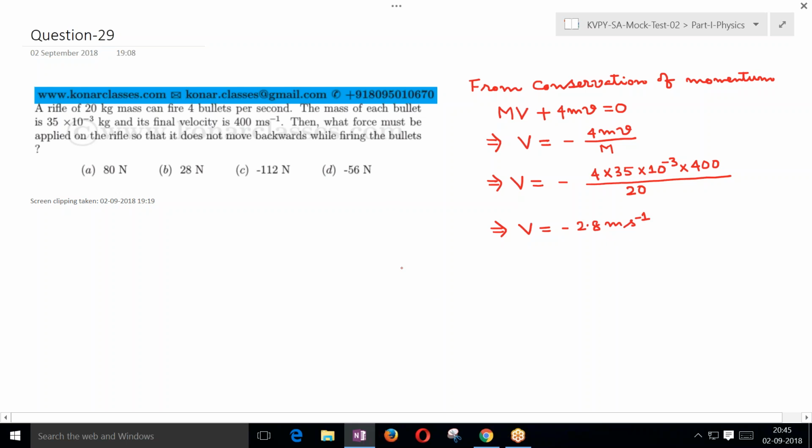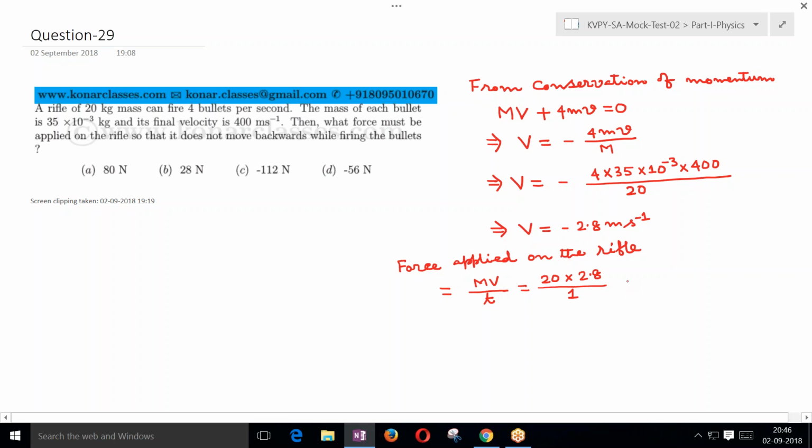So force applied on the rifle will be what? That should be equal to m into v by t, obviously, because force is equal to mass into acceleration, mass into v by t, which is acceleration. What is the mass? Mass we know 20, velocity we just found 2.8, but here we take the positive value because the force will be in the opposite direction to that of the force applied towards the bullet, divided by t, which should be 1, because we are discussing per second, as 4 bullets are being passed per second.